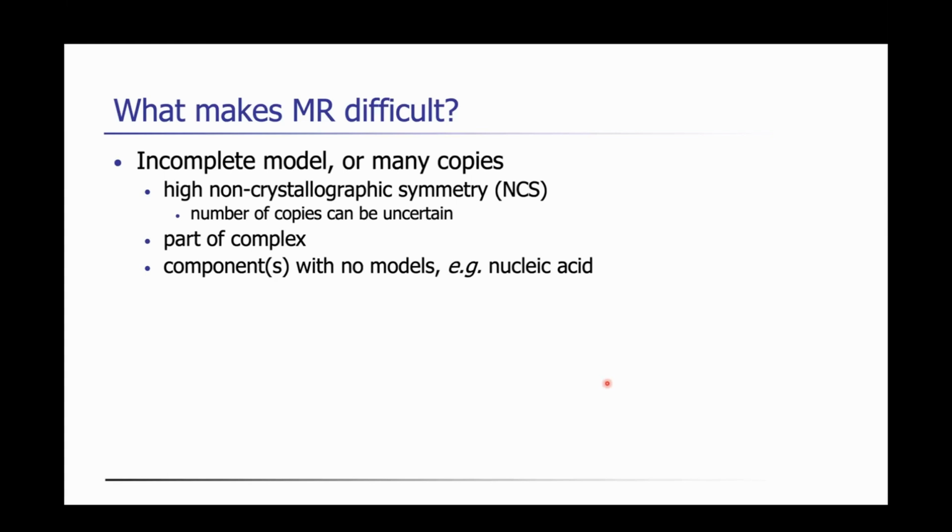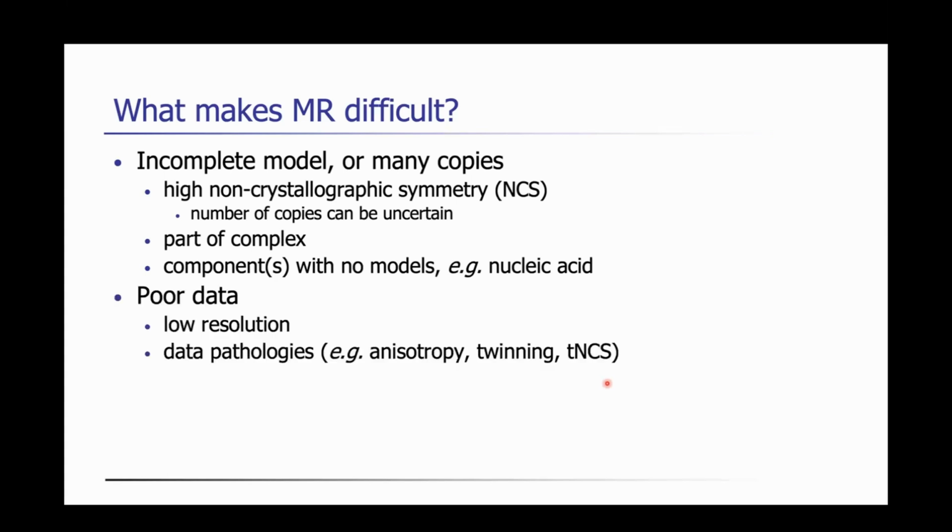These are all different reasons where this would come up. And nucleic acid, of course, is an issue because, as Tom said, the nucleic acid models aren't as good yet. Of course, you also end up with poor data. So you have crystals that just don't diffract to high resolution, or they're very anisotropic, or you have various pathologies. So I'll say a little bit about these. Not so much about anisotropy, but you know what anisotropy is.